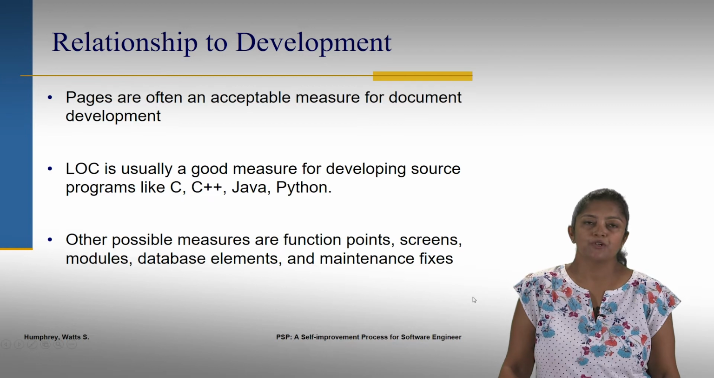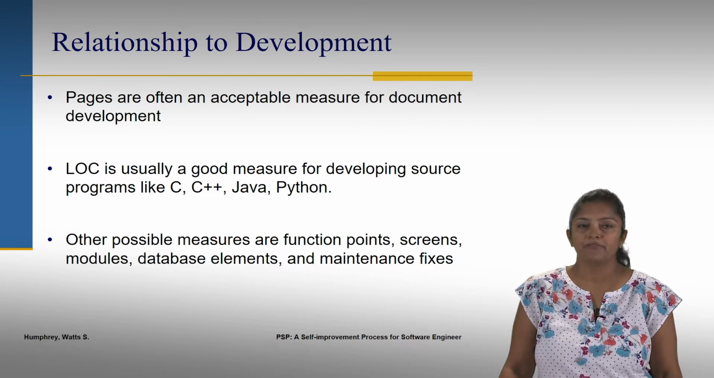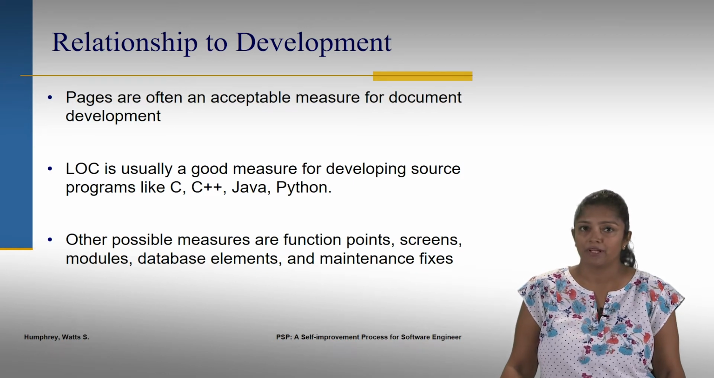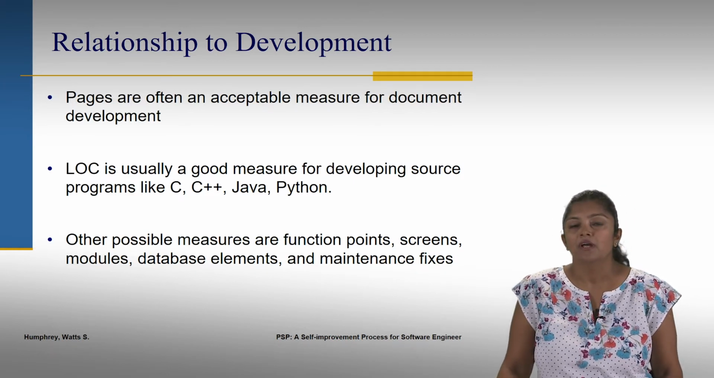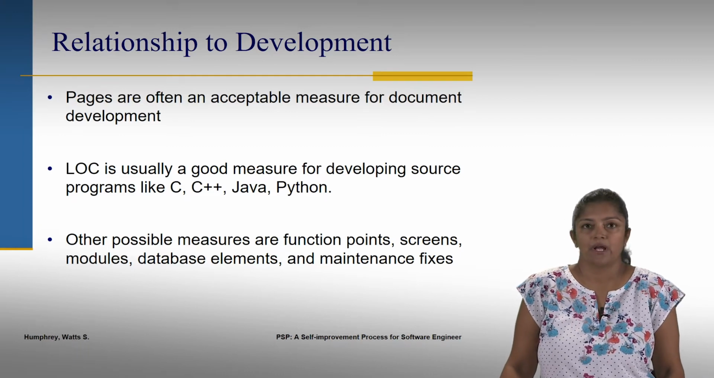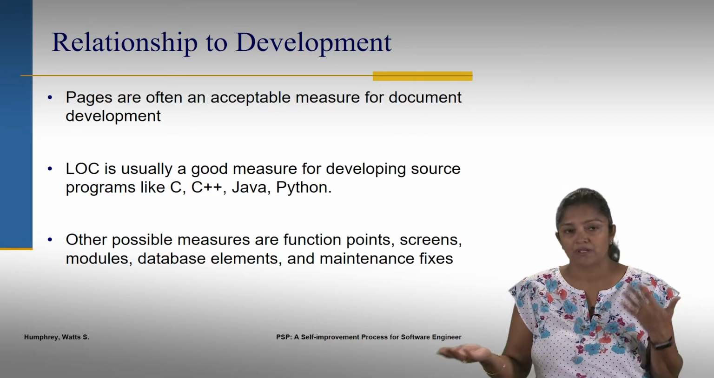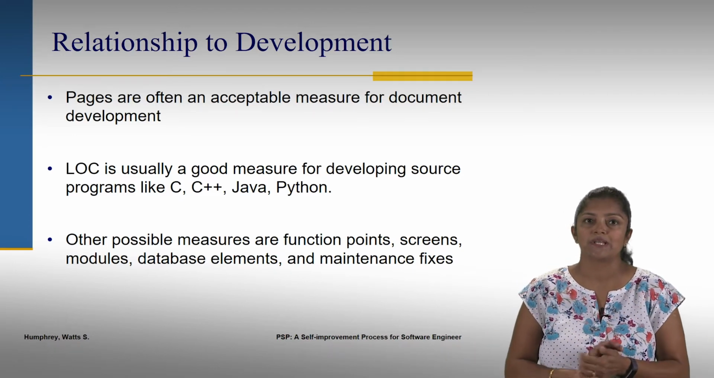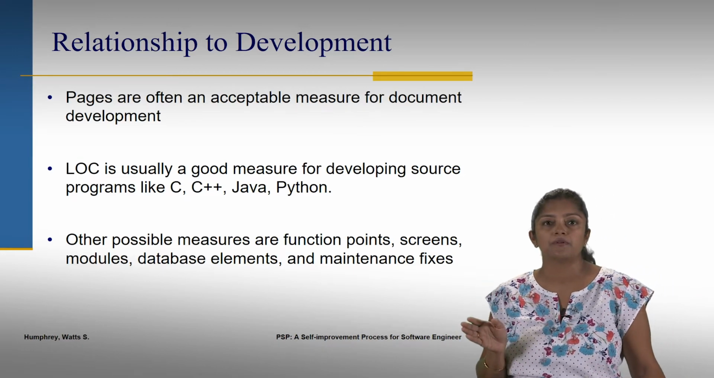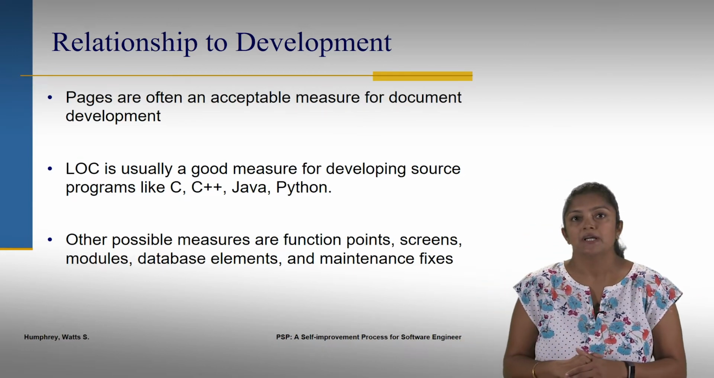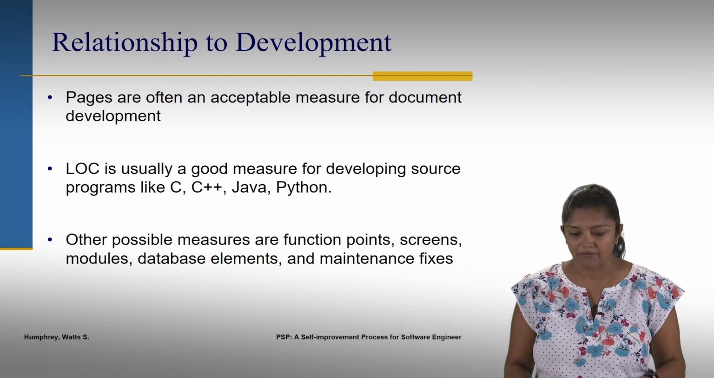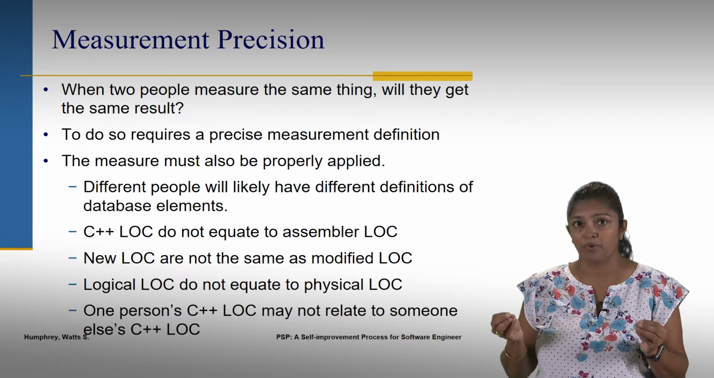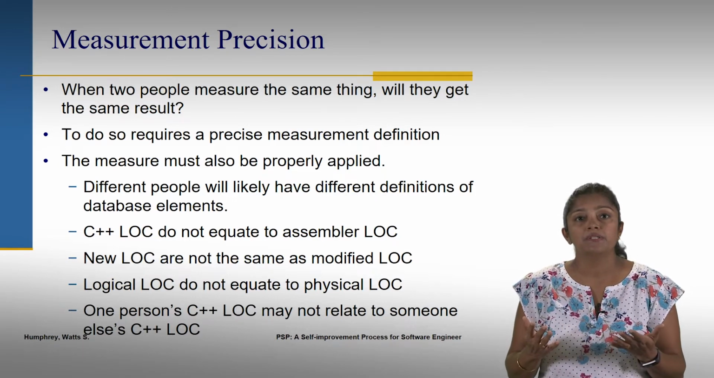The size measurement should be in relationship to the development effort, and that's the reason pages are often an acceptable measure for document development, and lines of code is a good measure when we are dealing with source programs in languages like C, C++, Java or Python. And then there are other possible measures for other kinds of software systems like function points or screens or modules or forms or database elements, and or maintenance fixes.